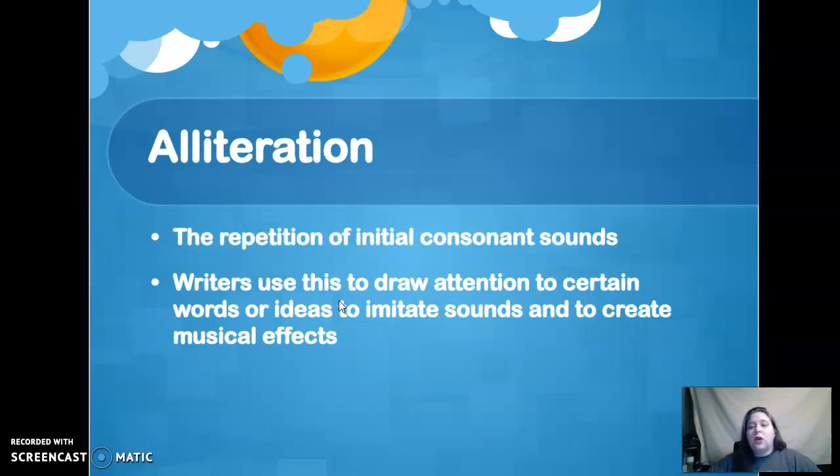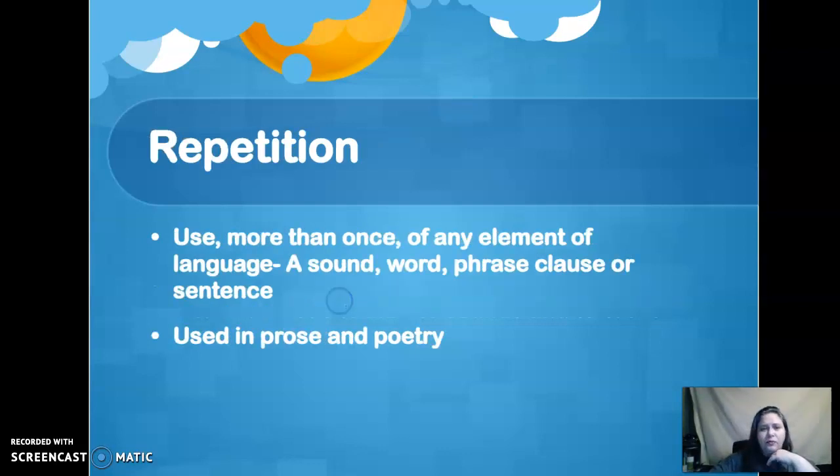Alliteration, the repetition of initial consonant sounds. They use this to draw attention to certain words or ideas, to imitate sounds, and to create musical effects. You saw this a lot in the spoken word that we just watched, like the way the woman walked. All those start with a wah wah wah sound. That's alliteration. Repetition, more than once, of using any element of the language, whether it's the word, the sound, the phrase, clause, or a sentence. It's used in both poetry and prose. So you'll see it a lot in those different places.